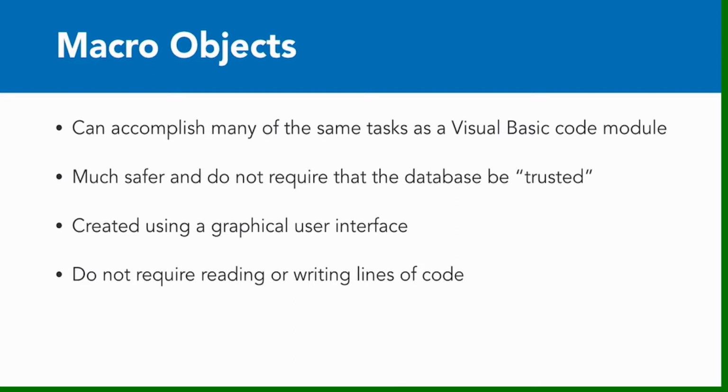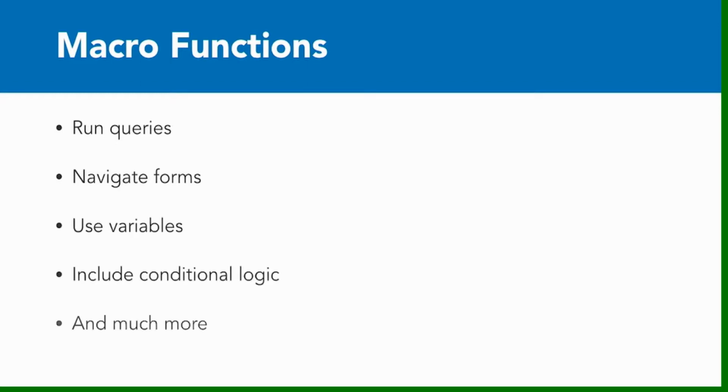Now, many versions ago, macros were very limited in scope and were often avoided by professional developers. However, Microsoft has added lots of functionality to the macro objects over the years, and now they're quite viable to use in a large number of situations. Many of the most common database tasks can be accomplished with a macro, from running action queries and navigating through forms to selecting and editing records in a table. Even more advanced programmatic techniques, such as using variables and conditional logic, can be performed with macros in Access.